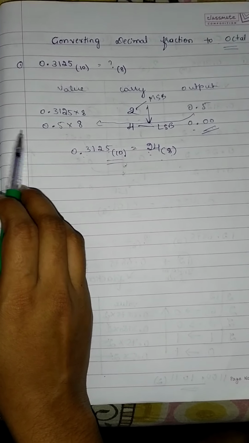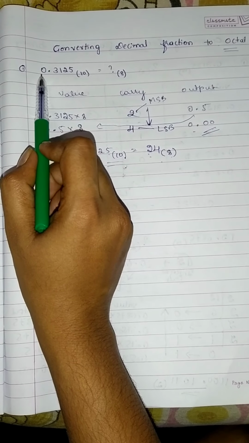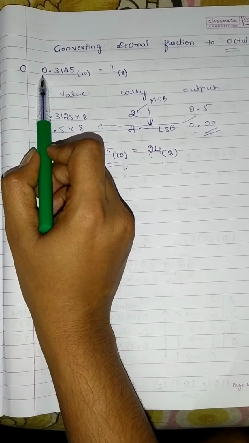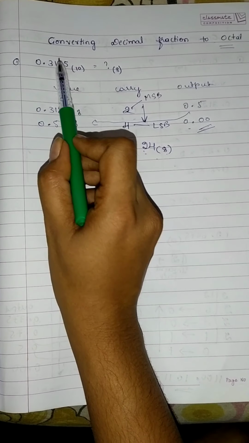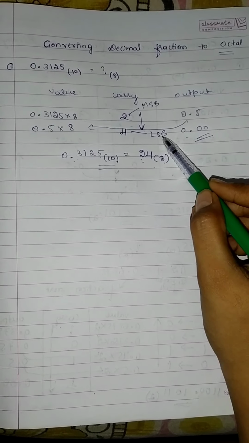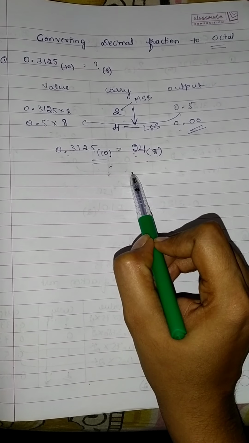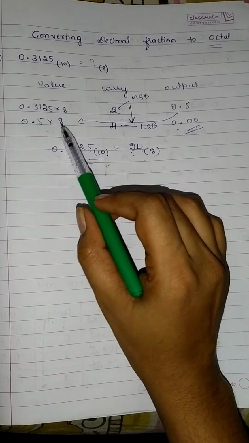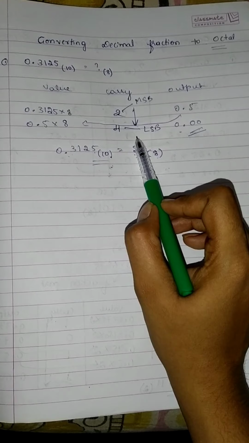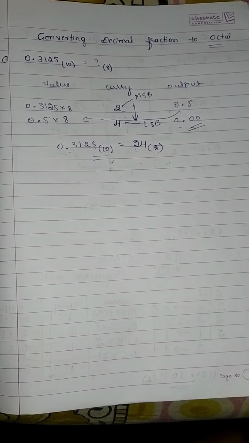Suppose the question includes any number other than 0 in the whole part, then that must be divided by 8. Then we have to note all the remainders from MSB to LSB. Then we take the fractional part, which must be multiplied by 8. The whole part remainders must be written first. After that we take one decimal point, then we write the outputs of the fractional part from top to bottom. Now we'll see another example of how to convert a decimal fraction into octal.